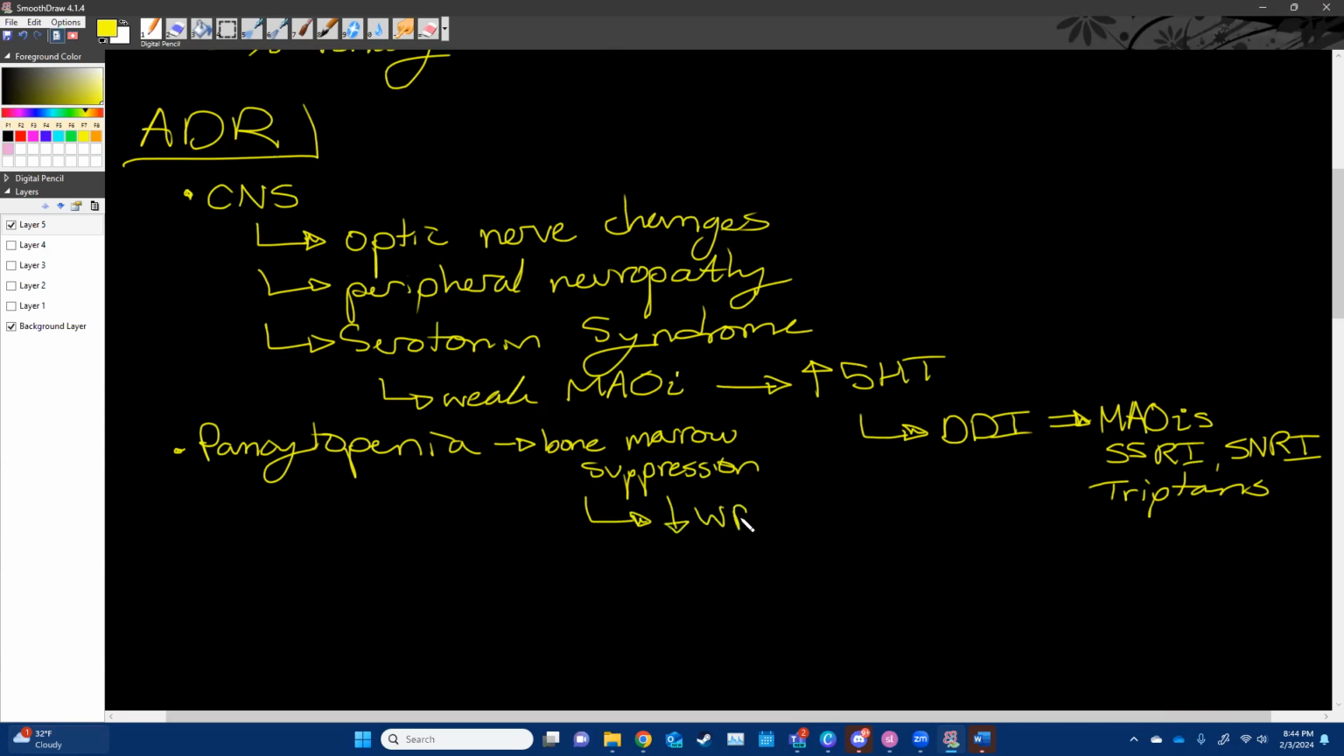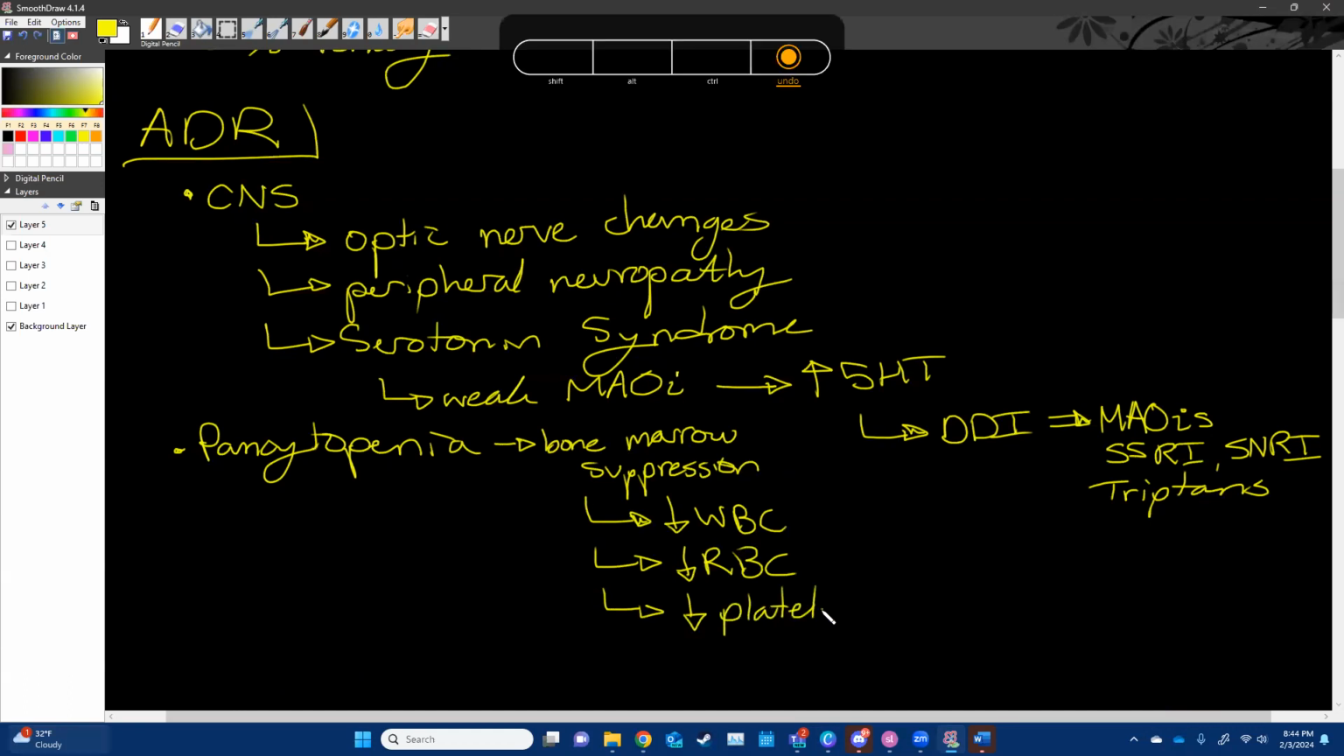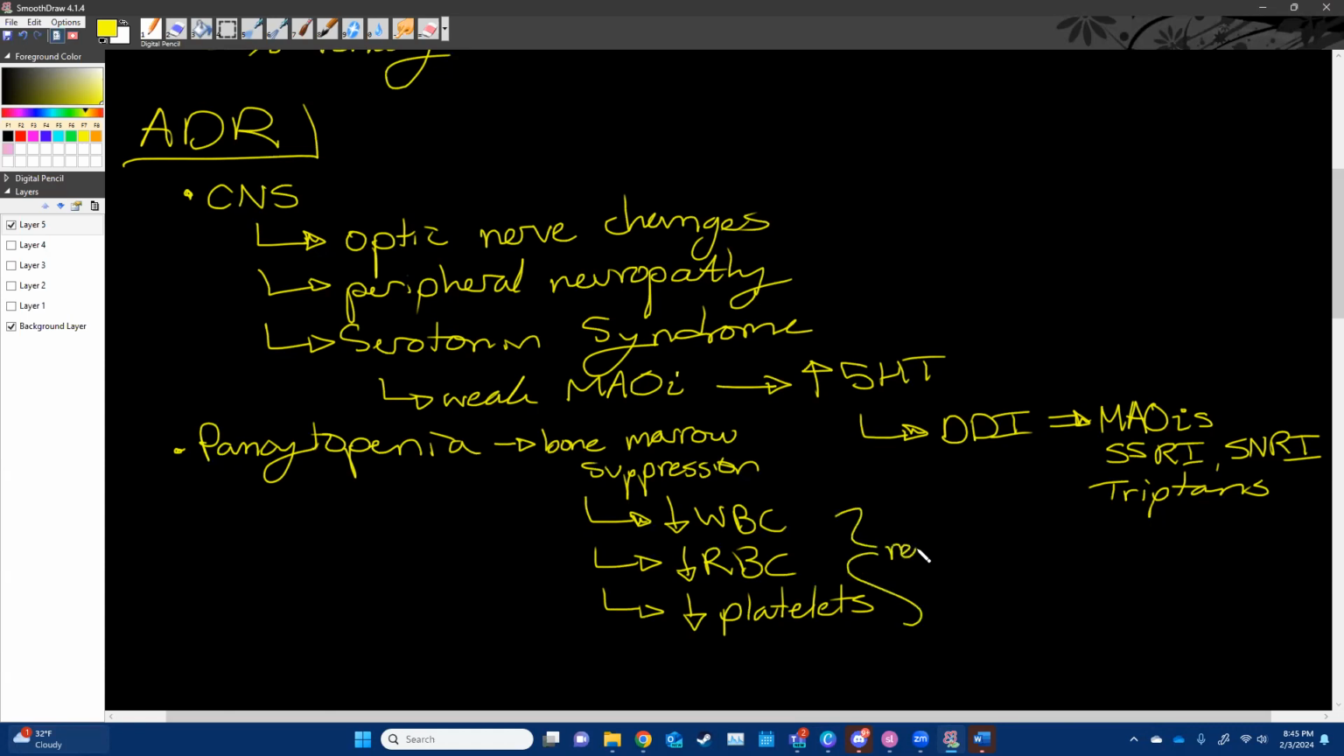So decreasing white blood cells, decreasing red blood cells, and decreasing platelets. So your ability to clot goes down, you develop anemia, that sort of thing. The good news is that usually this is reversible within 2 weeks. So we would monitor you for about 2, 3 weeks just to make sure that you get through it, and then usually you're fine.